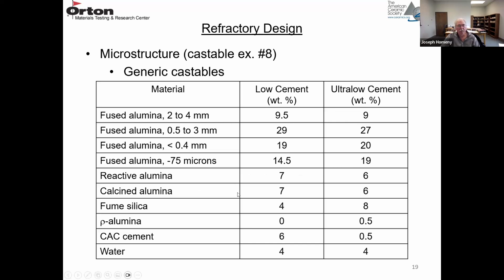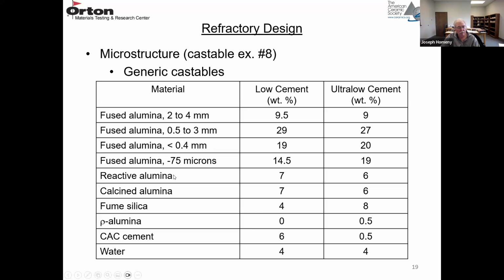So this might be an example of some different types of castables. This is a low cement castable, and then this is an ultra low cement castable. So these are based on alumina. So the first four size fractions are the coarser fractions, 2 to 4 millimeters, 0.5 to 3 millimeters, less than 0.4 millimeters, and then 75 microns. These aren't all that different for either composition and the weight percentages.